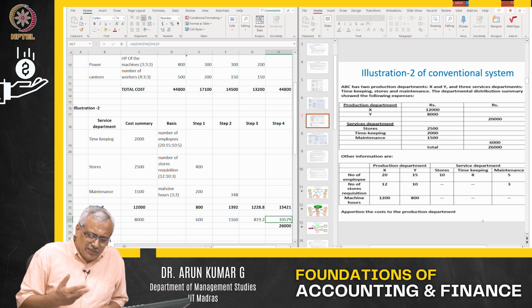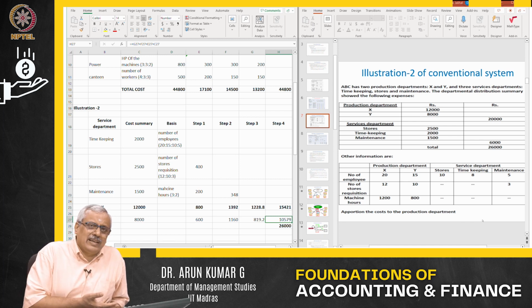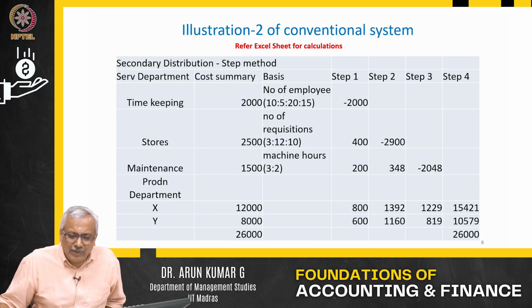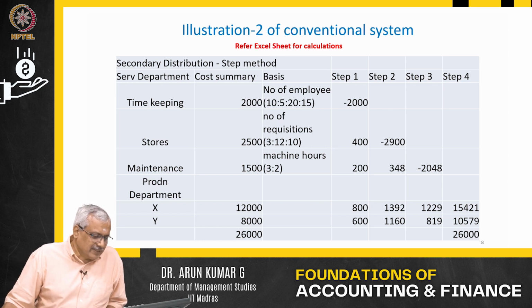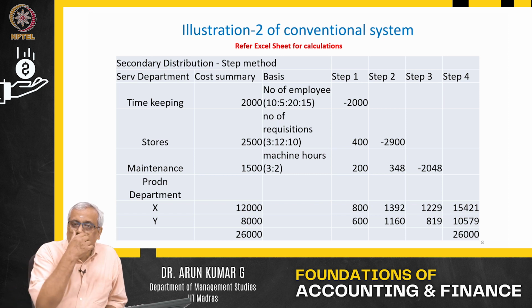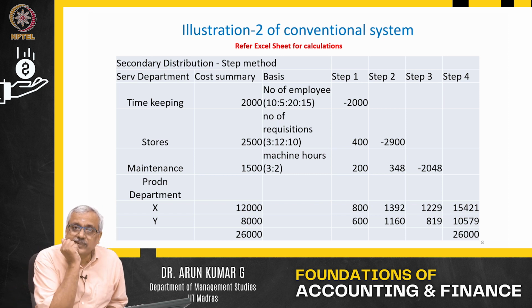Now, for per unit cost, you divide by the number of units production department X is manufacturing, and divide by the number of units production department Y is manufacturing, and you are done with it. So, what happens? The conventional system was adopting it this way. The conventional system was basically looking at allocation in this format. I have got the solution also next.